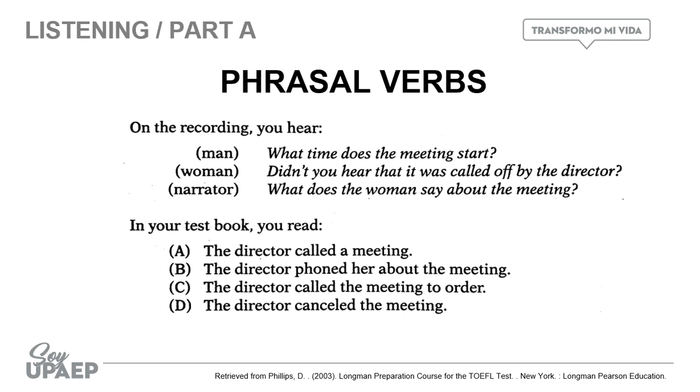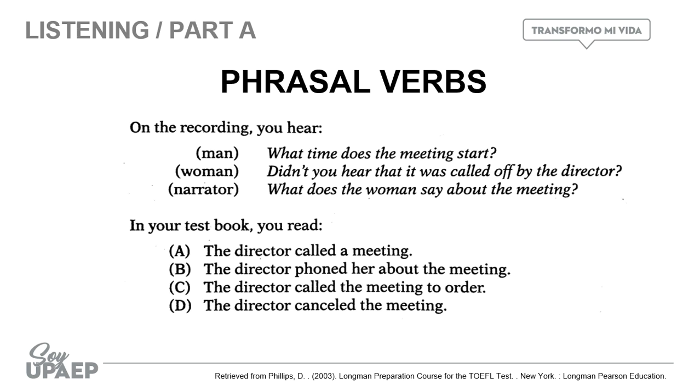So you may know it, you may not know it. Okay, so let's try to answer the question, okay? And we have four options. A, the director called a meeting. B, the director phoned her about the meeting. C, the director called the meeting to order. And D, the director canceled the meeting, okay?